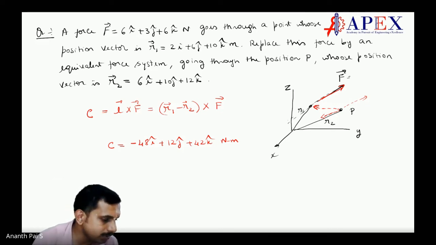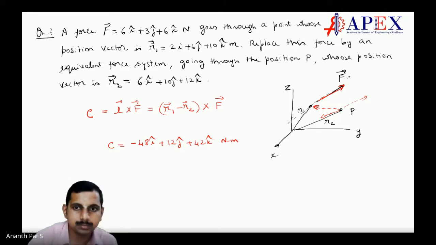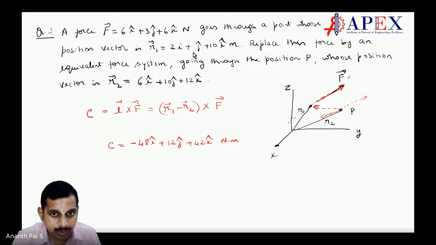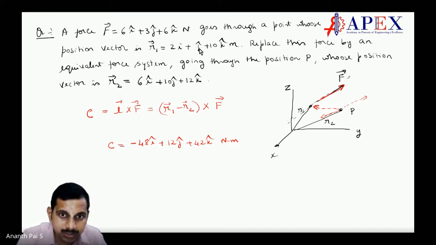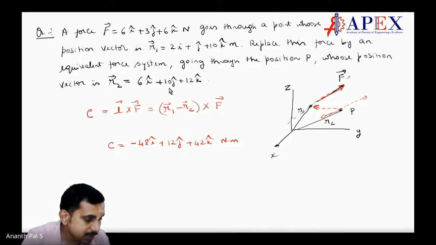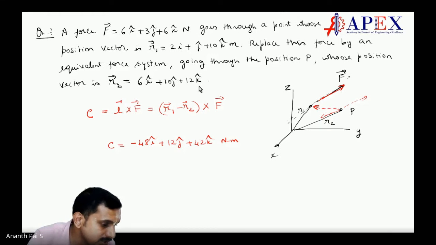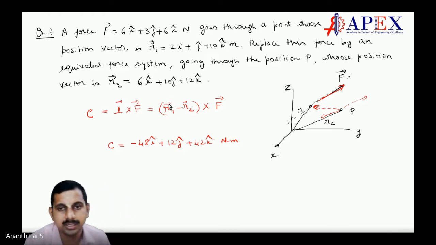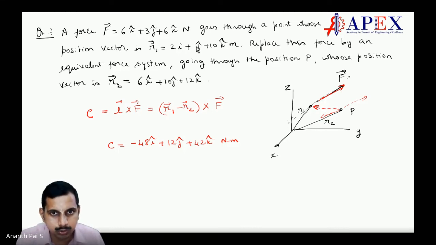I think I made a mistake, students. Okay, the mistake is here. I'm very sorry. This is J, not 6J. Change this here. See here, students, R1 is 2I plus J plus 10K. Make that change. This is correct. 6I plus 10J plus 12K. This is correct. Okay, and here 6, 3, 6. Correct. Only this one change you do, students. Okay, R1 value.